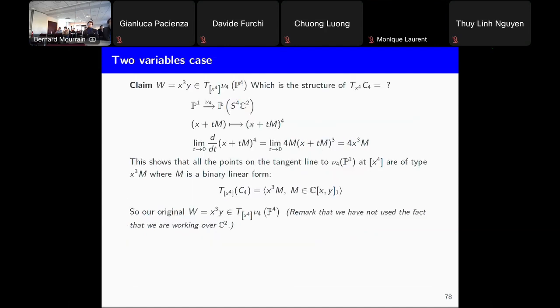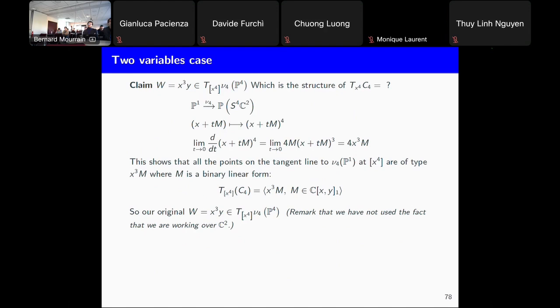So yeah, this is just to do the same thing we did yesterday in a slightly different way. So I want to prove now that this W, the W tensor, belongs to the tangent space to the rational normal curve. No, this is P1, sorry. It's not V4 of P4, but it's V4 of P1, the rational normal quartic, at the point x to the 4th.